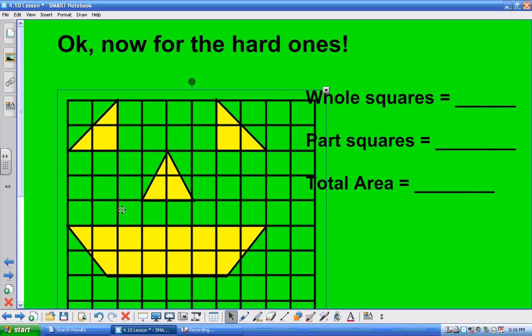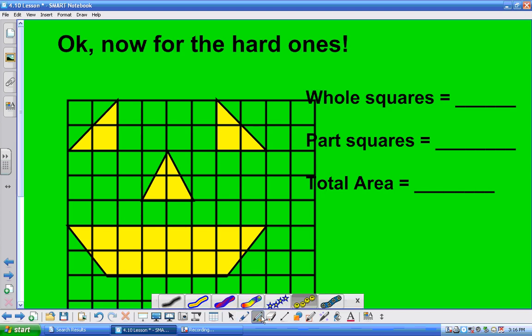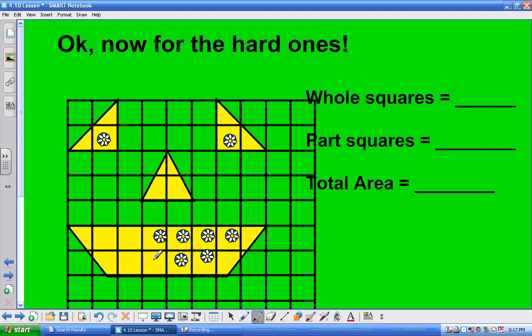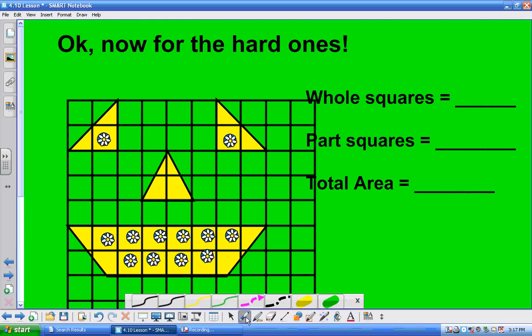That close? Alright, Meg. Your first job is to count the whole squares. Don't use these flowers yet. How many whole squares? 1, 2, 3, 4, 5, 6, 7, 8, 9, 10, 11, 12. Alright, so grab the pen, write 12 in the whole square blank. There we go.